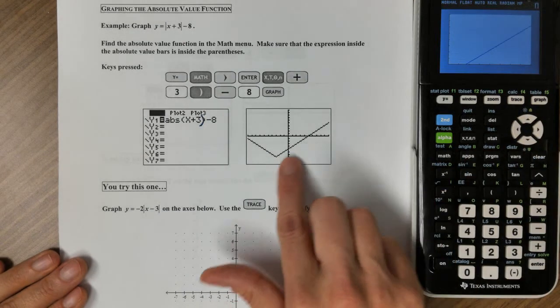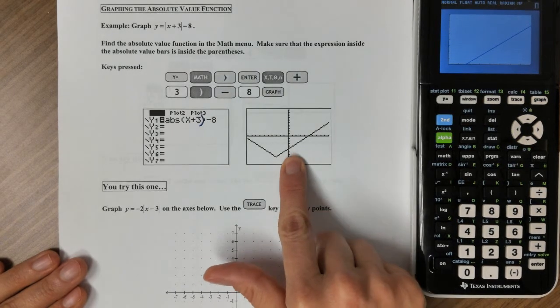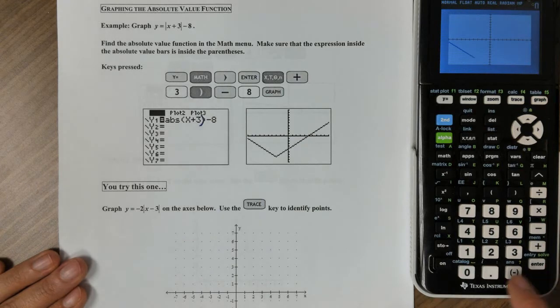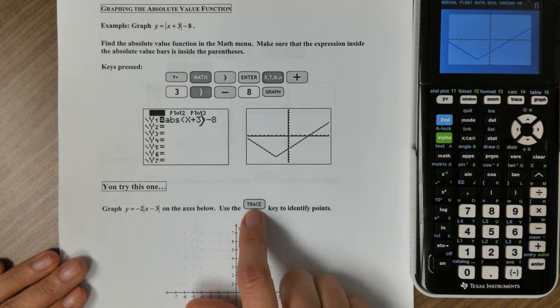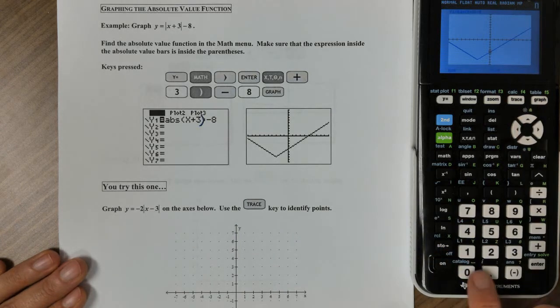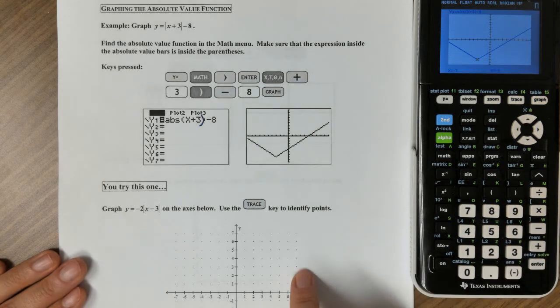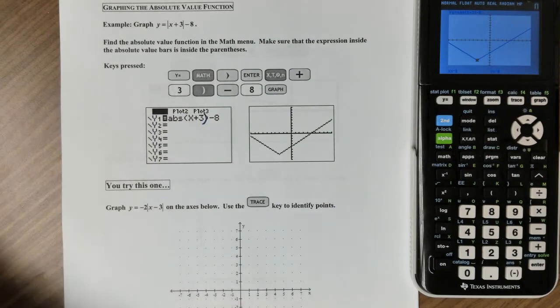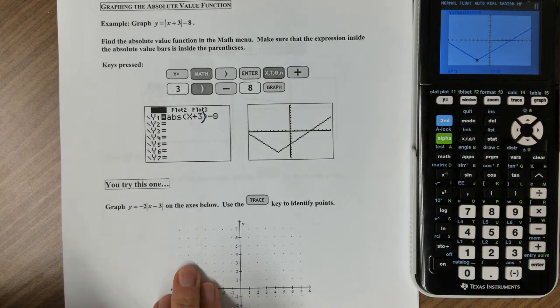And my function looks pretty different from this. That's because I'm still in that other viewing window. Remember, I can hit zoom and option 6 to go back to that standard viewing window. And then once again, I can use trace. So x equals 1, x equals 2, x equals negative 3, gives me my y equals negative 8. So I can crank out different points using that trace function.